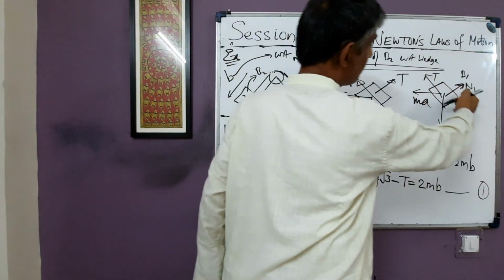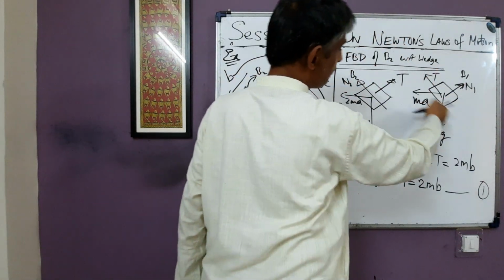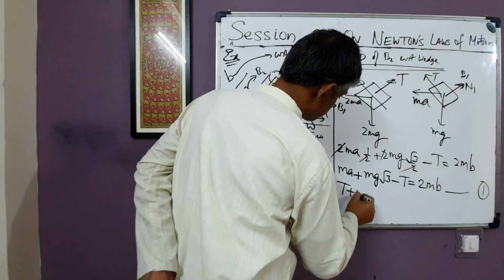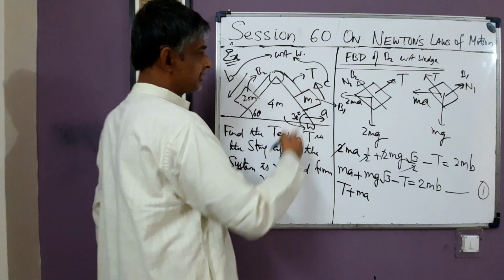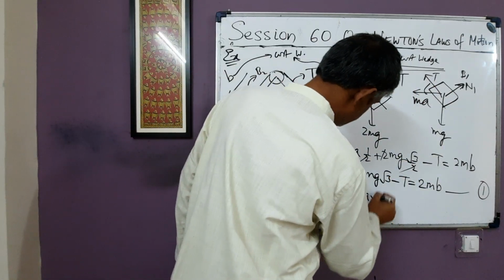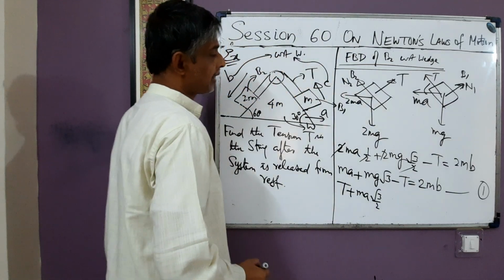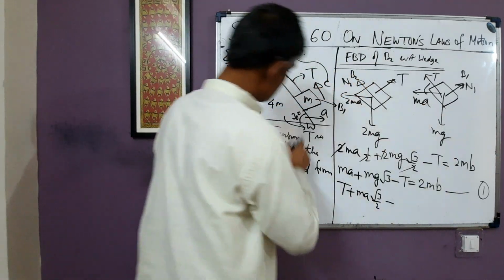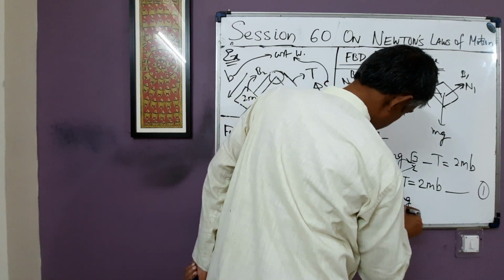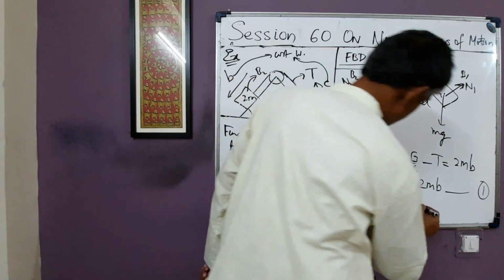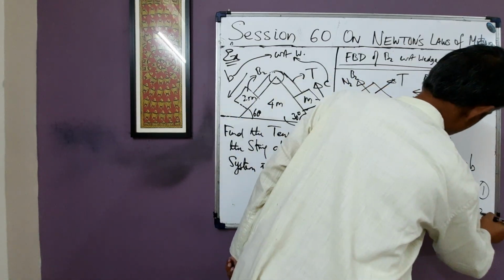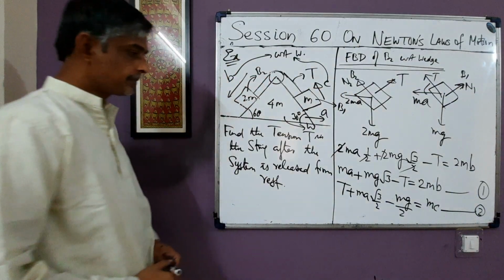So then N1 will have no component in this direction. Only these three forces will have some non-zero component. So what do we write? T plus MA cos 30 degree. This angle is 30 degree, you can see it. MA cos 30 degree, MA root 3 by 2, minus MG sin 30 degree. MG sin theta is down the incline, so minus, sin 30 becomes 1 by 2. That is just equal to how much? M times C. This is the second equation.